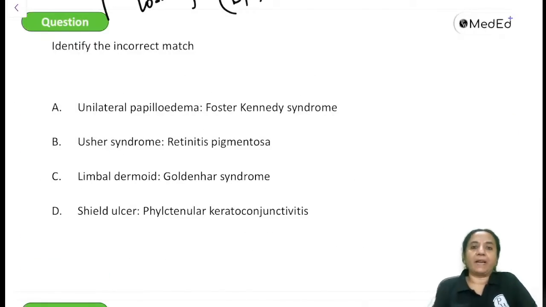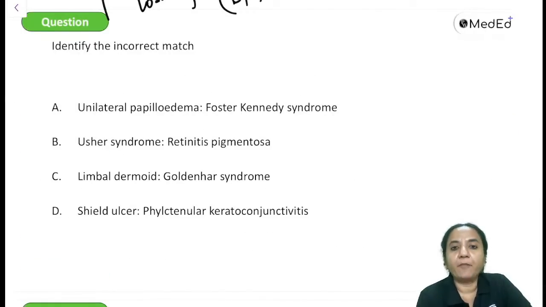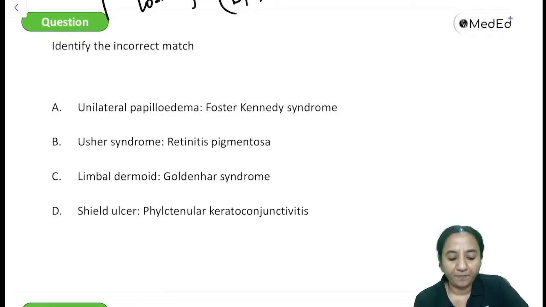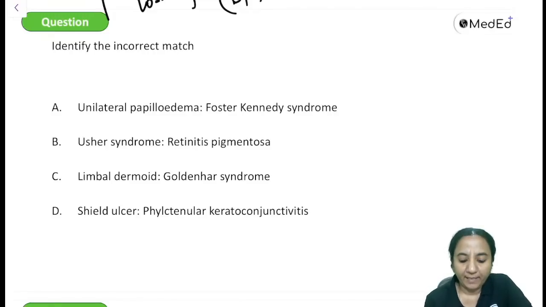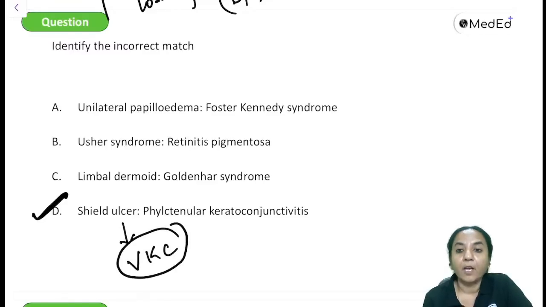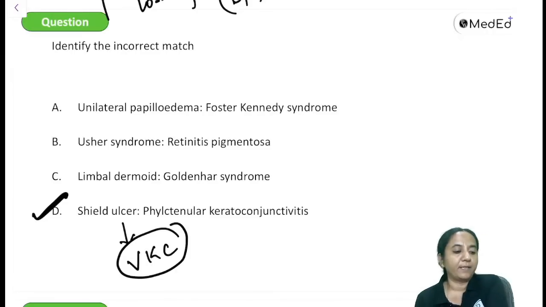Identify the incorrect match. Unilateral papilledema, Foster-Kennedy syndrome; Usher syndrome, retinitis pigmentosa; limbal dermoid, golden hair; and shield ulcer, phlyctenular. I think all of you know shield ulcer, phlyctenular is wrong. Why? Because where do you get to see shield ulcer? Shield ulcer is seen in VKC, vernal keratoconjunctivitis.